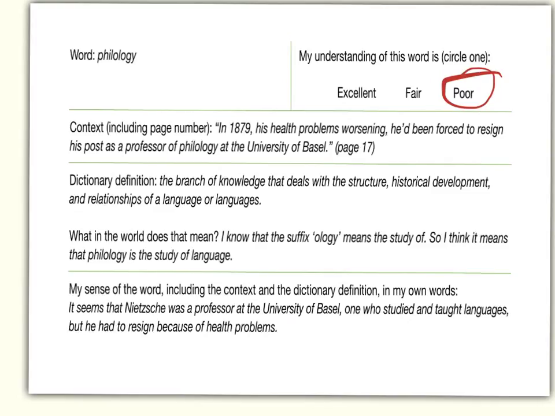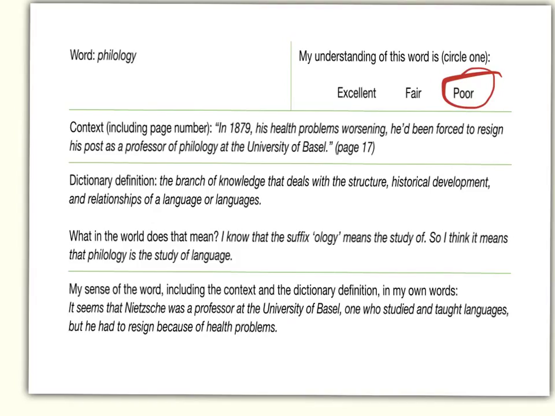So this context is taken from the central text from the English Unit 1. In this case, the word philology is used in this sentence: "In 1879, his health problems worsening, he'd been forced to resign his post as a professor of philology at the University of Basel," page 17.